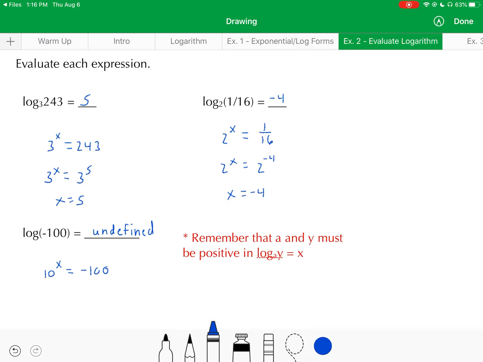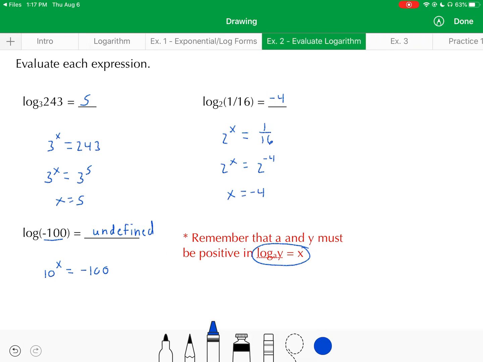And this is an example to help you see. Recall when we introduced the logarithm a couple slides back, we said that a and y have to be positive values if the logarithm's in this form. So in this case, we have our argument here of the logarithm. It's negative, so that's violating the rules of a logarithm. Okay. All right, moving forward.